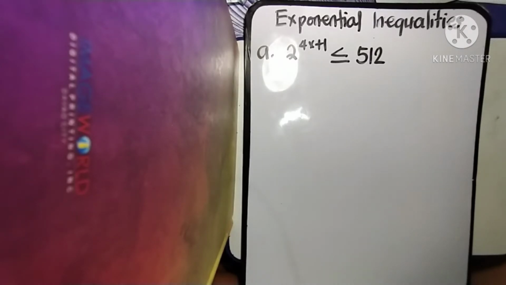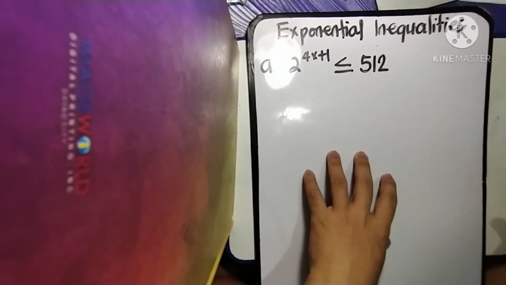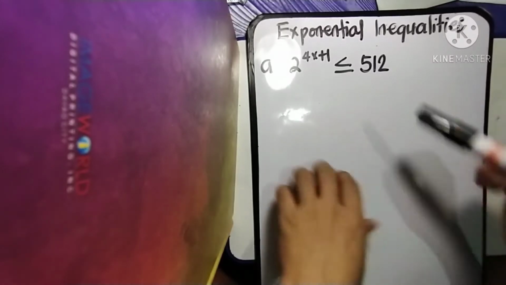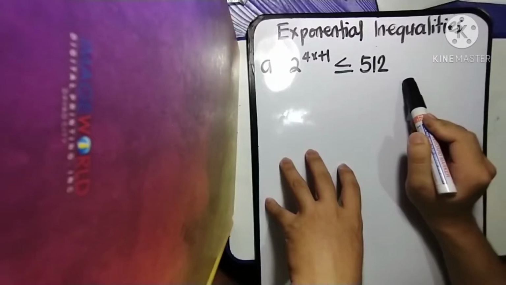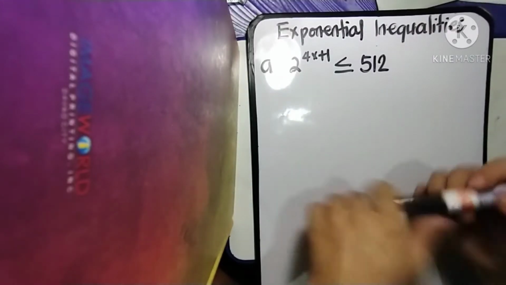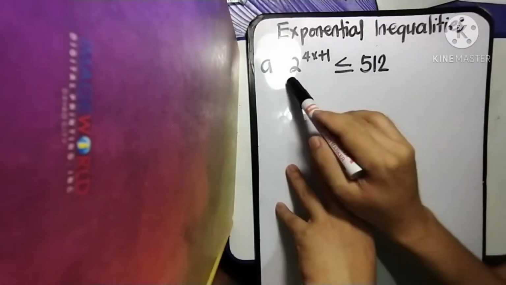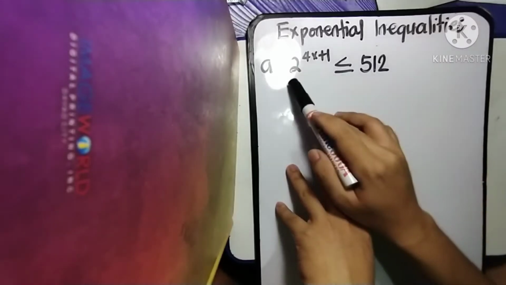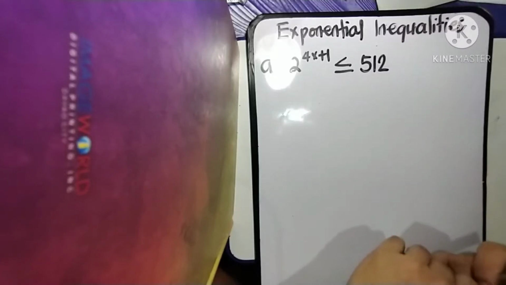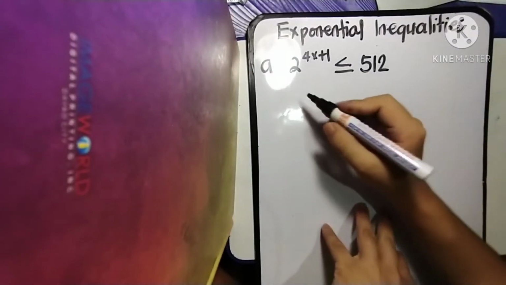Now, let us try this example. To solve this one, we need to express both sides with equal bases. Okay, so given base 2 and 512, i-identify nato asa ang mas gamay sa duha. Is it 2 or 512? Obviously, ang pinakagamay is 2. So therefore, 2 will be our base.